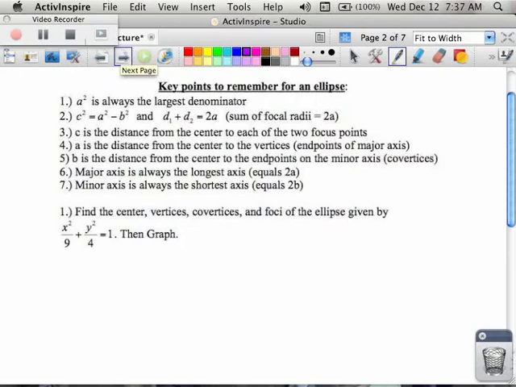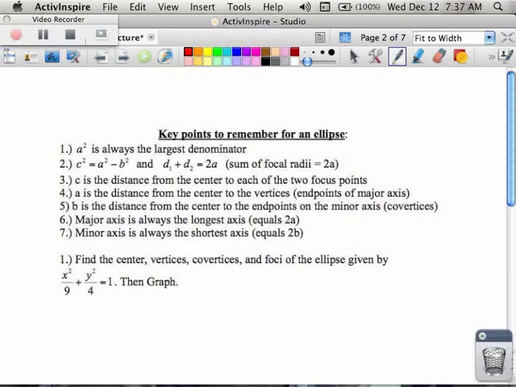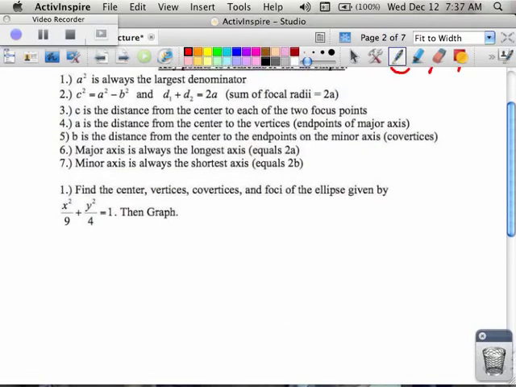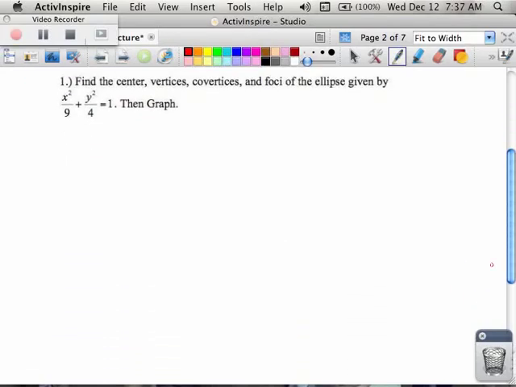Whenever you're doing any of these ellipses, the most important thing to remember is that everything is based off of your center. Your center is represented by the letters h and k, or in other words, the things that make your parentheses 0. The h is the thing that makes your x parentheses 0, and the k is the thing that makes your y parentheses 0.